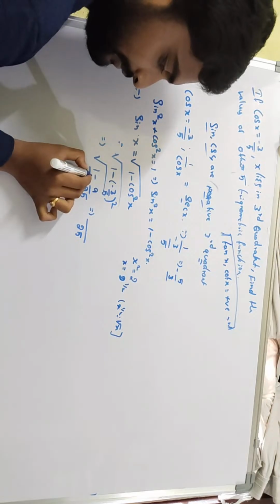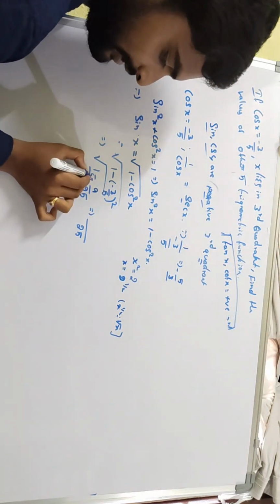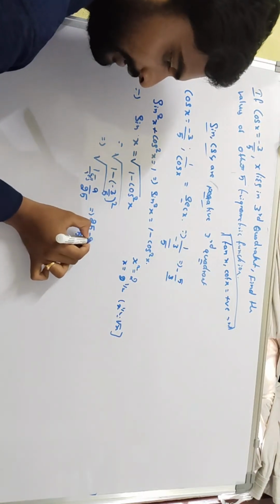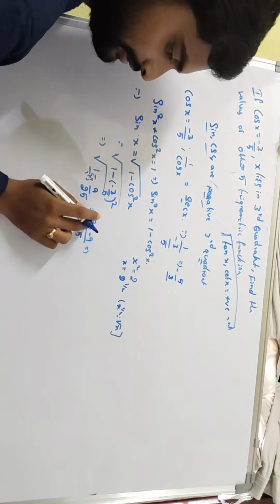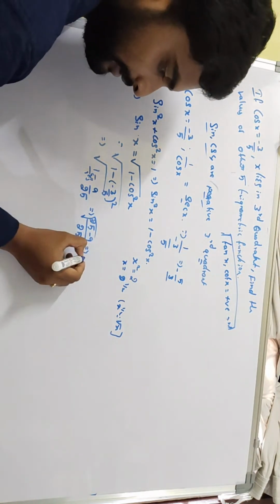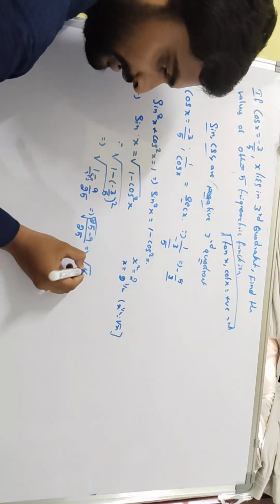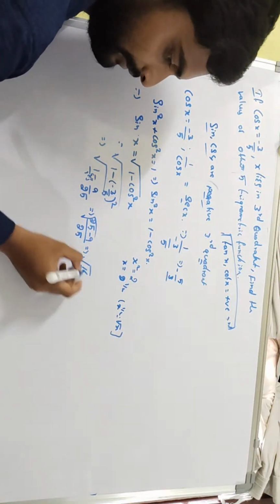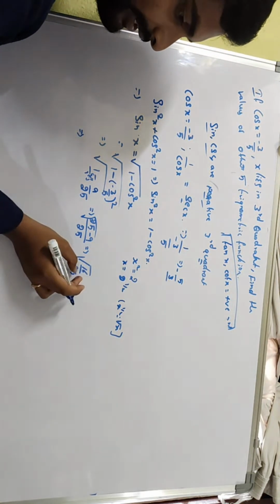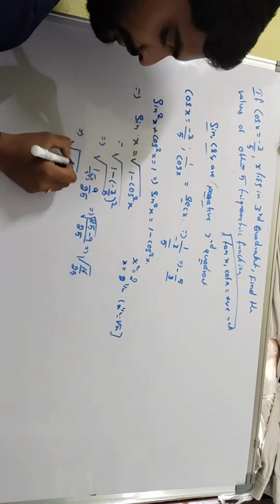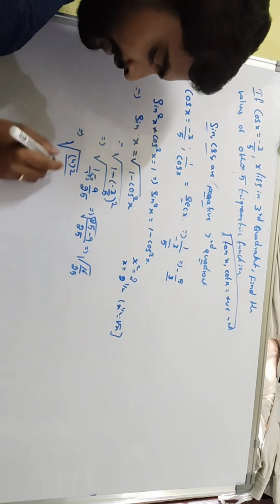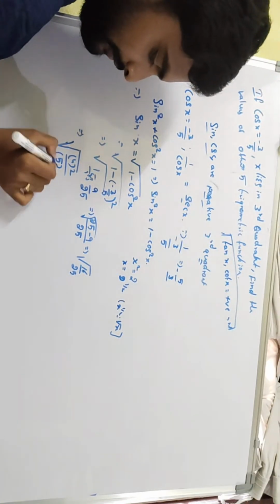The LCM becomes 25. Here we go with cross multiplication: 25 ones are 25, minus 9. So we have the root of 25 minus 9 by 25, which becomes the square root of 16 by 25. We can write 16 as 4 whole square, divided by 25, which is written as 5 whole square.